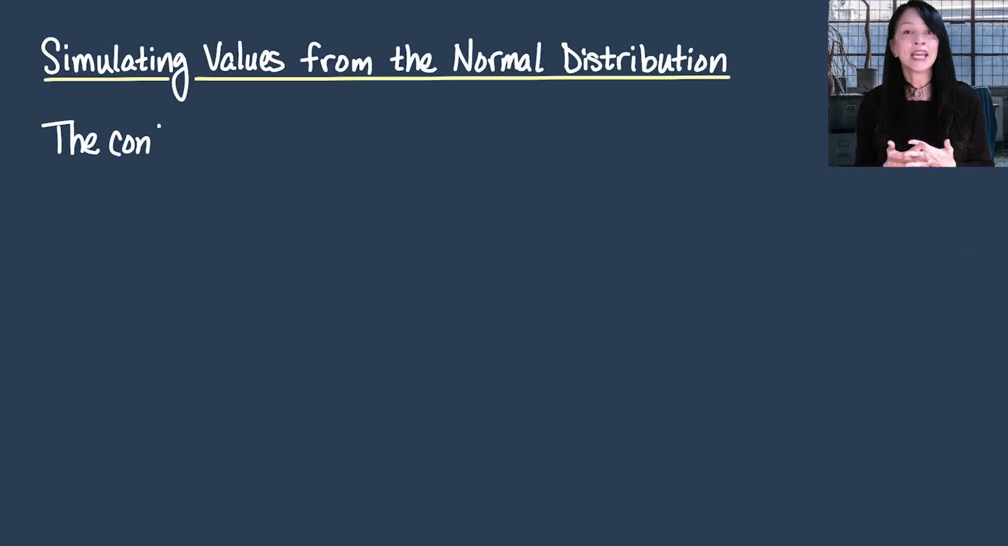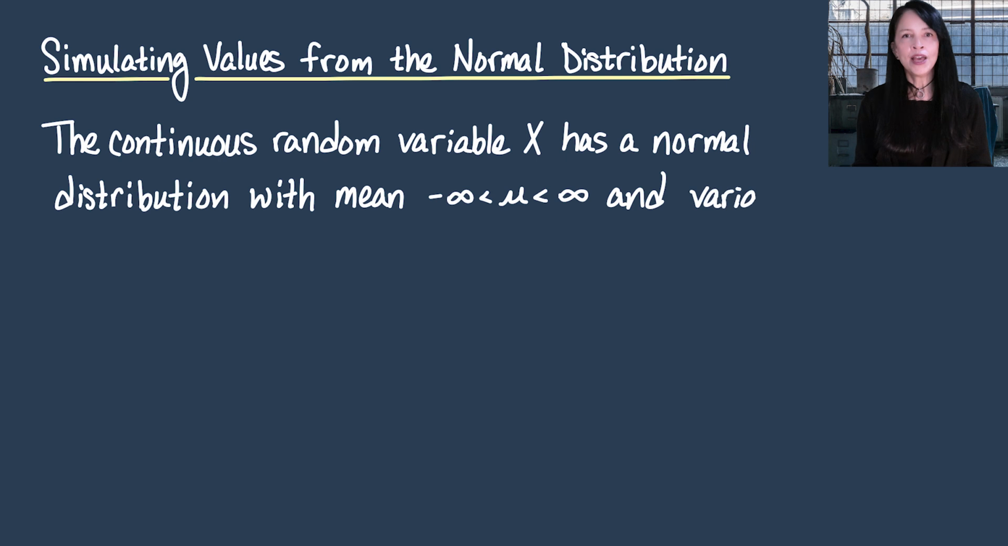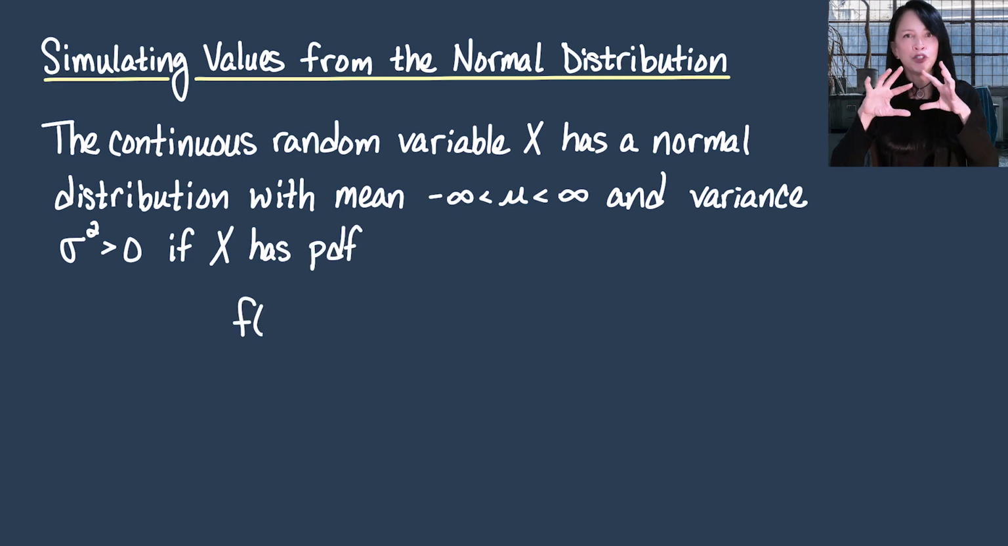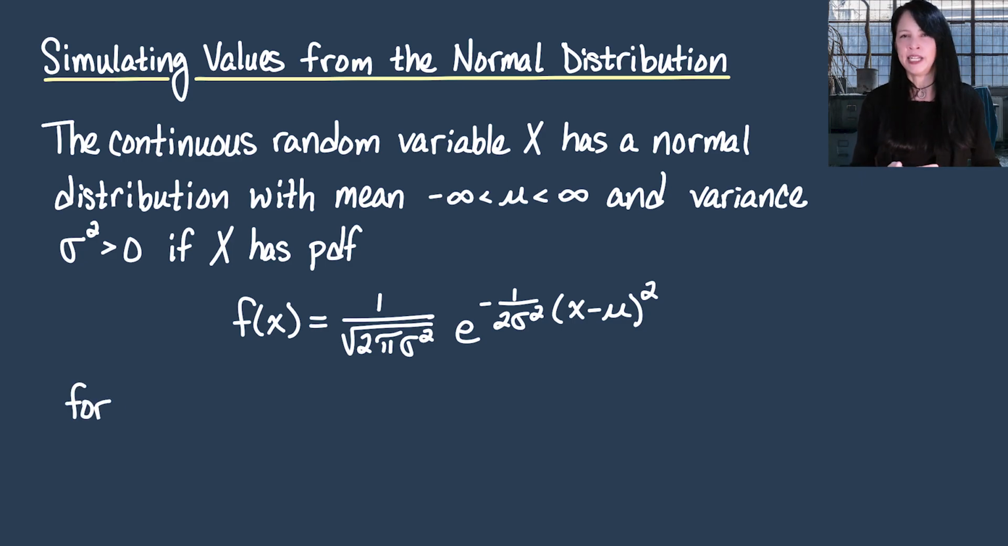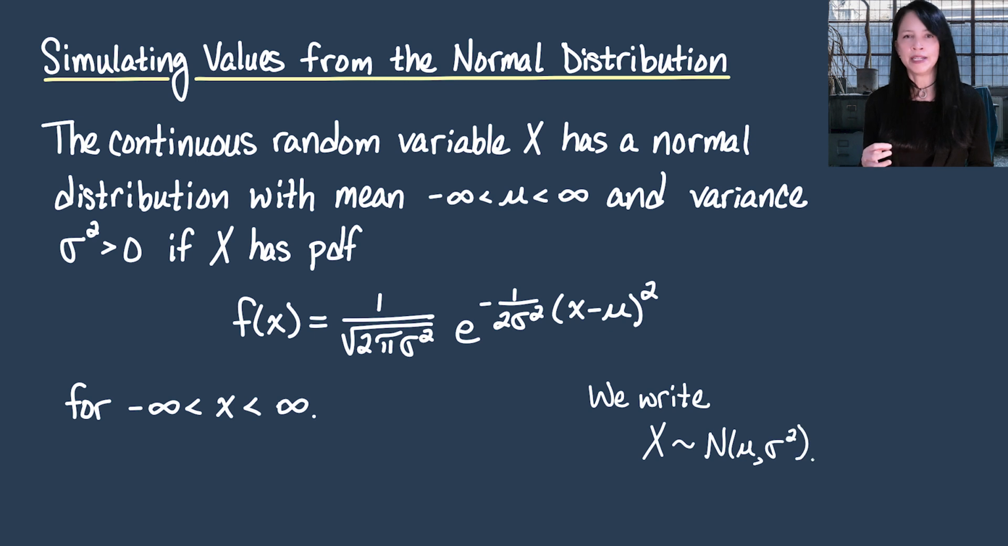As a reminder, the continuous random variable X has a normal distribution with mean mu and parameter sigma squared. Now, these are both parameters. Mu is anywhere from minus infinity to infinity, and sigma squared needs to be strictly positive. X has PDF 1 over the square root of 2 pi sigma squared, that's all under my square root, e to the negative 1 over 2 sigma squared times (x minus mu) quantity squared. And x here goes from minus infinity to infinity, and we usually write X tilde N(mu, sigma squared), with an N for normal.